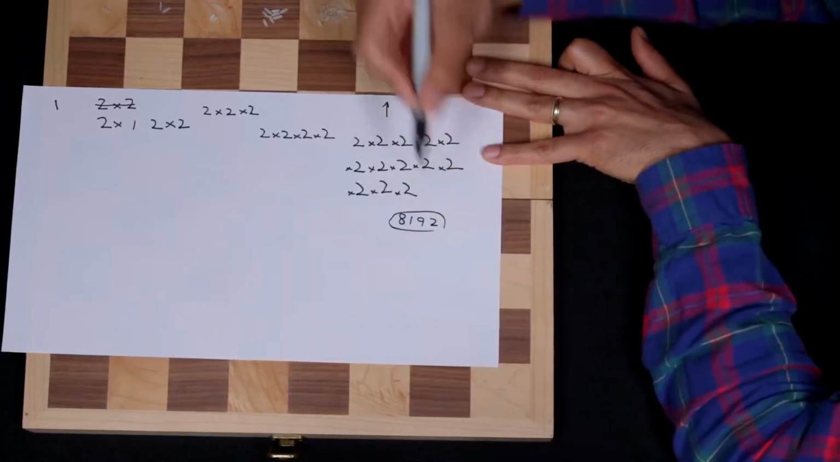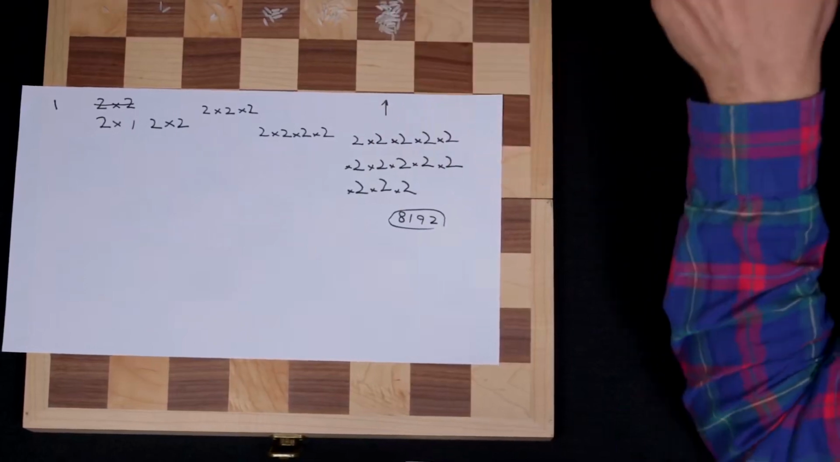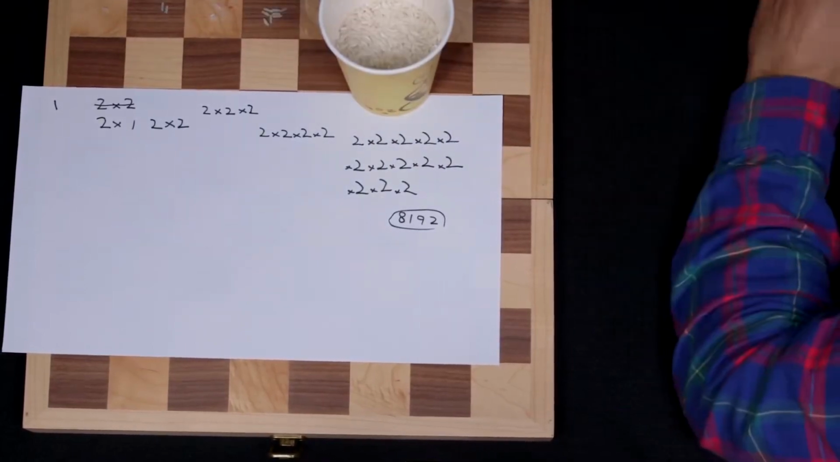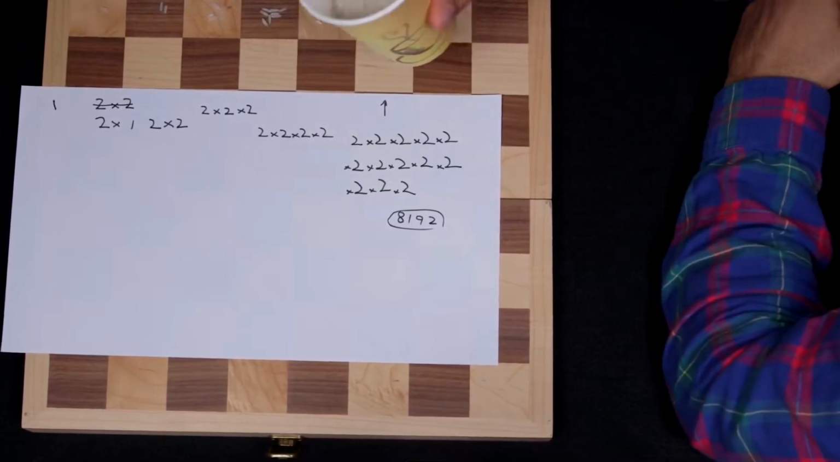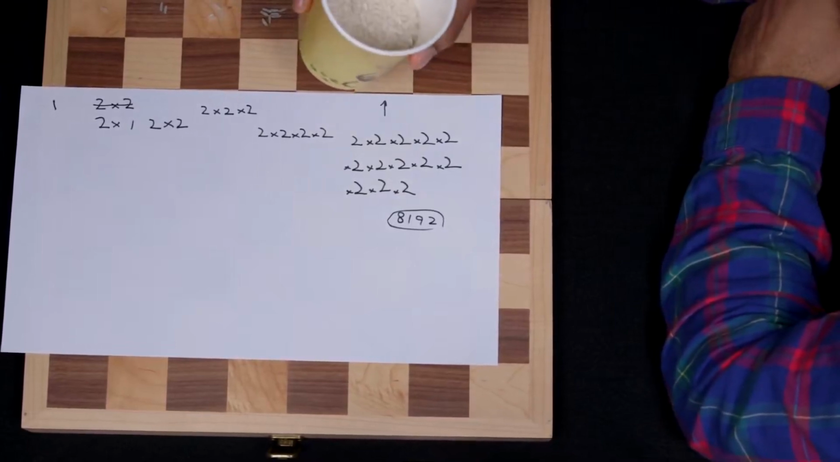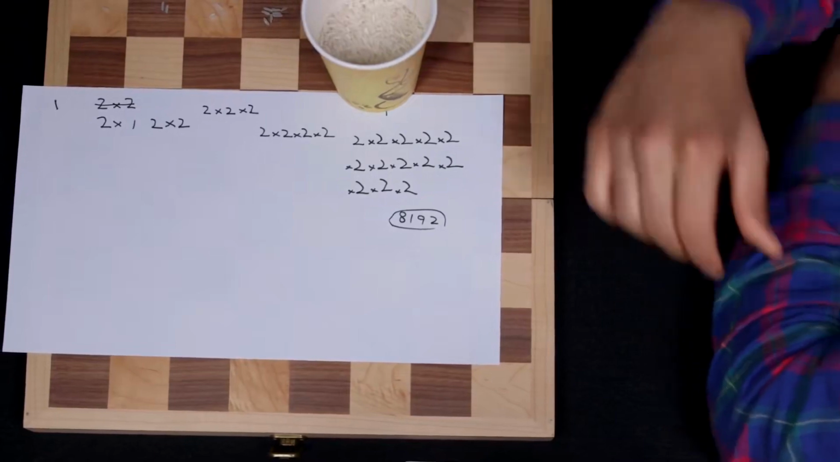8,192 grains of rice is what we should see right over here. And you know, I had fun last night. I was up late, but there you go. Did you really count out 8,192 grains of rice? More or less. Okay. Let's just say you did.